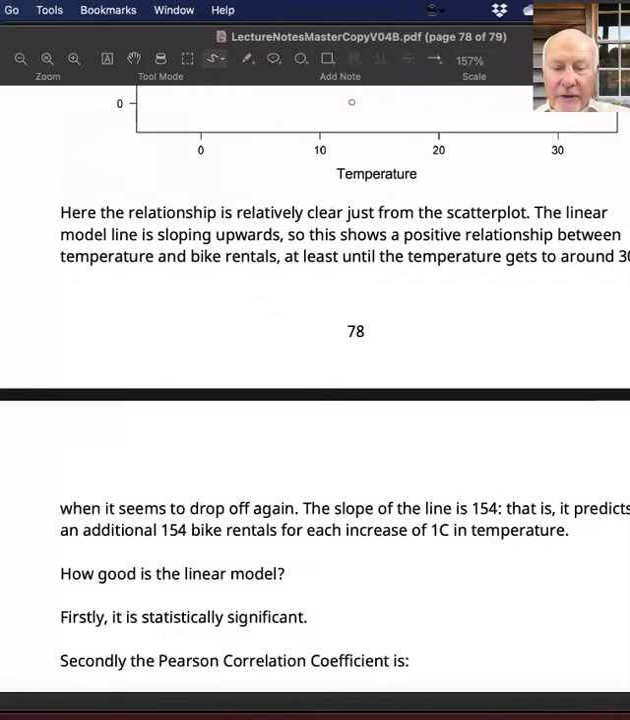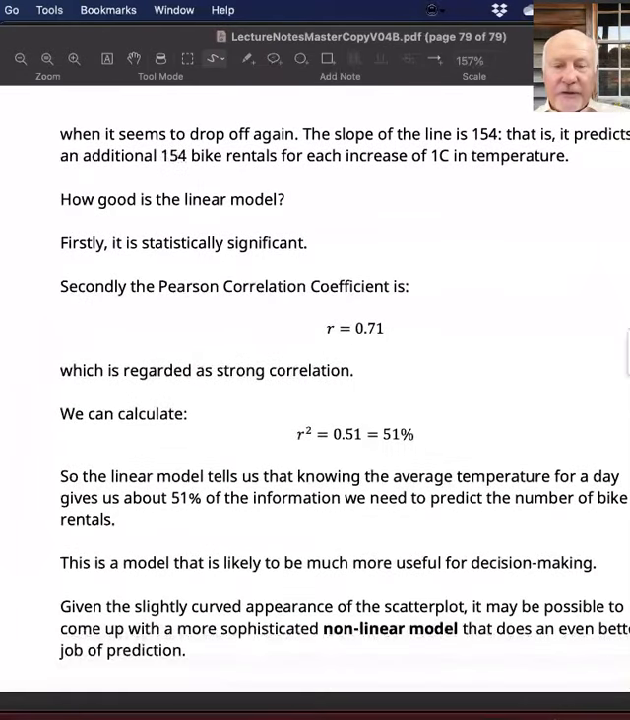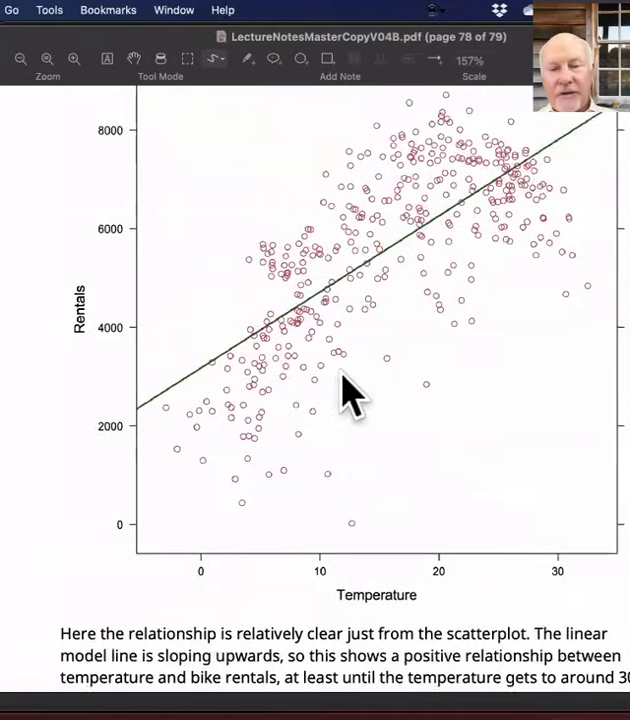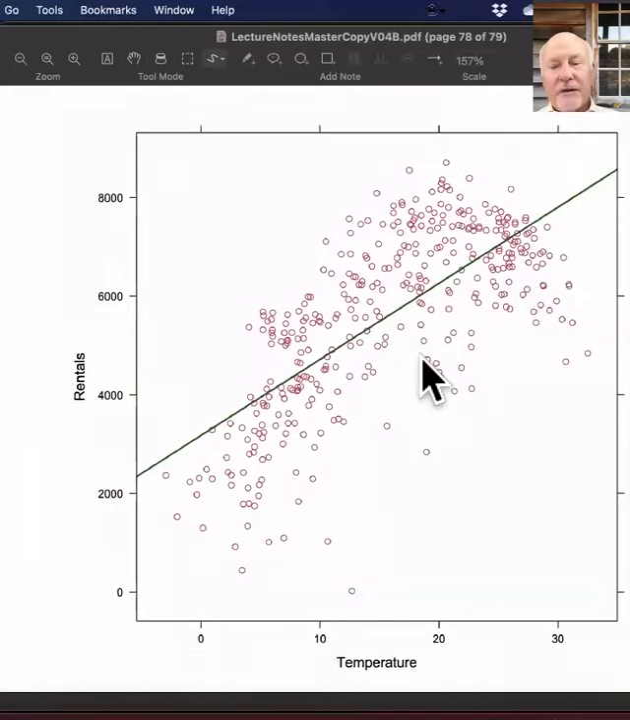And when we look at the correlation coefficient in this case, it's 0.71, and that's regarded as a strong correlation. And when we look at the R squared, that's 0.51 or 51%. So this is telling us that temperature, assuming it's a straight line relationship in the real world, is giving us 51% of the information we need to estimate the rentals. So that's a much better predictor.